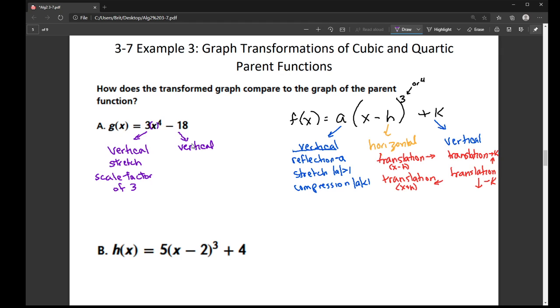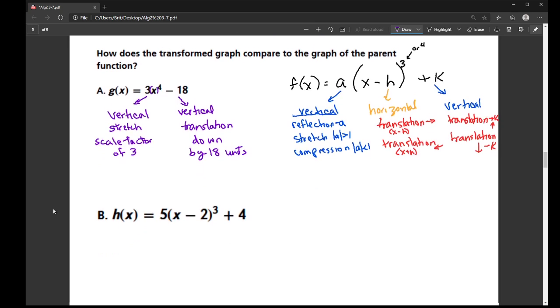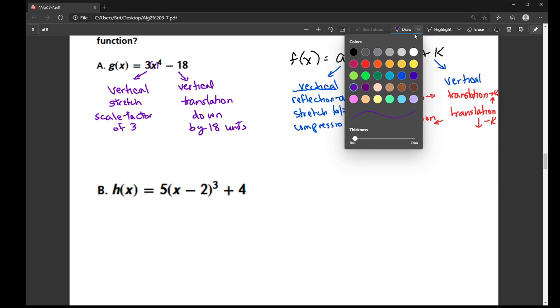So if you remember scale factors from geometry, it's the same idea. So now here, the minus 18 is acting like our k. So we know it's a vertical change. Because it's addition or subtraction, we know that it's a translation. And that minus is telling you that it's going down. So this is a vertical translation down by 18 units. Alright, let's go ahead and let's try another one.